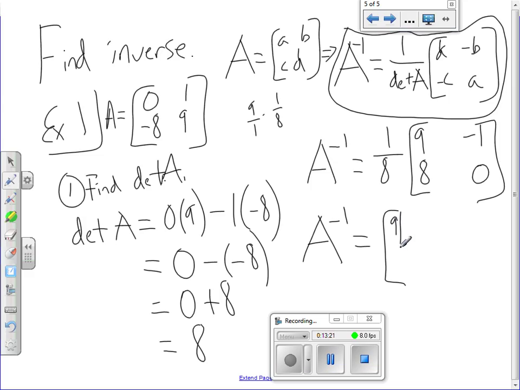9 over 8. And let's use slashes here because of space. I'm going to do the same thing. 1/8 times 8 would be 8 over 8, which is 1. 1/8 times -1 is going to be -1/8. And 1/8 times 0 is, well, 0. All right, so there you have it.